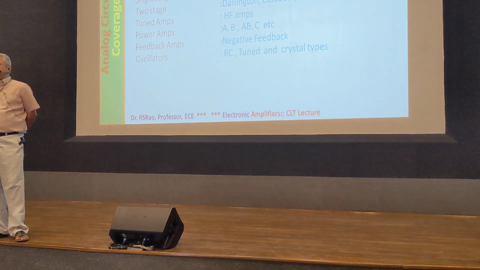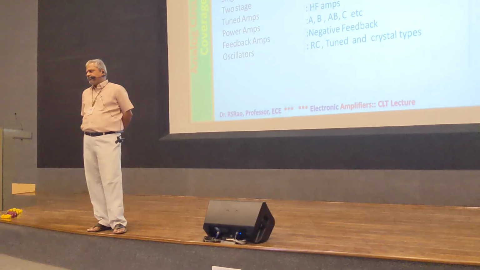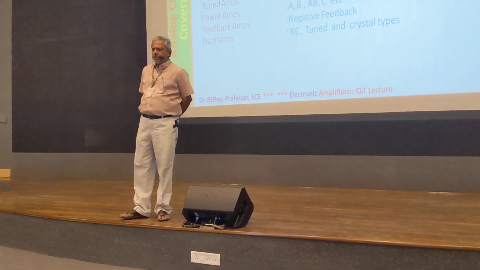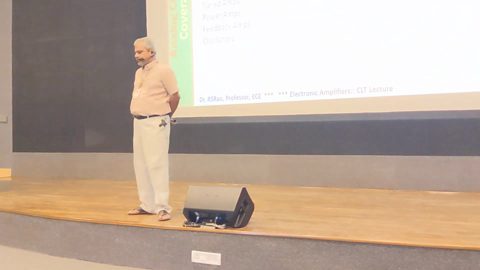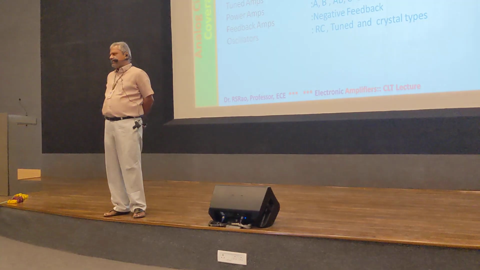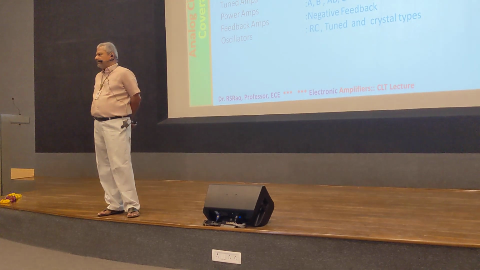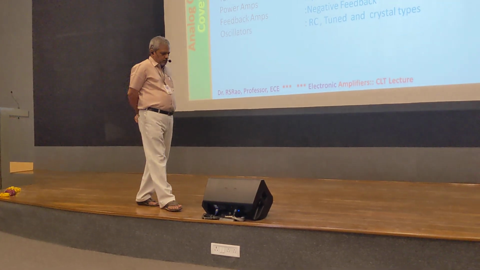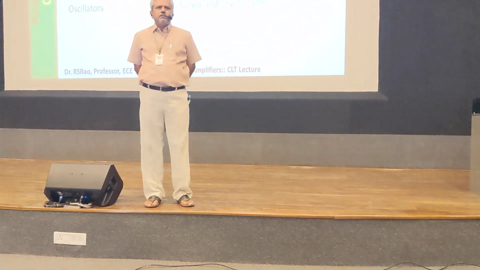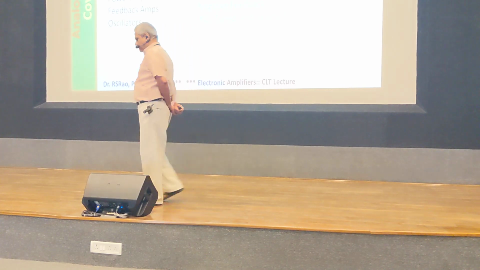If emitter is common, then there is common emitter configuration. If base is common, then that is common base configuration. Similarly, CC. In case of FET also, if the source happens to be common to input and output, then that amplifier is called CS. If the gate is common, common gate, and the third one is common drain.